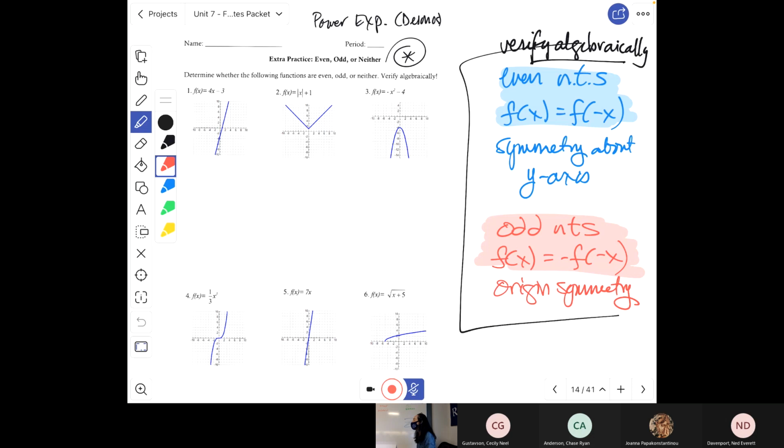On the test, if I don't ask you to verify, you can just explain it is symmetric about the y-axis, therefore it's even. You better believe on the test, you're verifying everything. So I may give you something, you may have to graph it first to help you see, but then you will have to verify algebraically for everyone on the test.